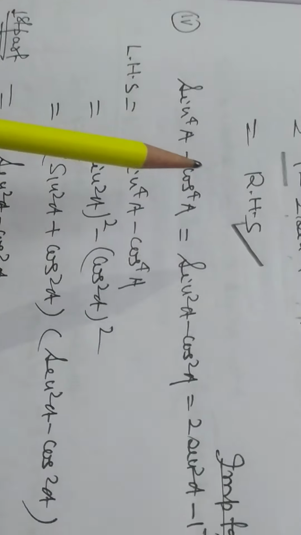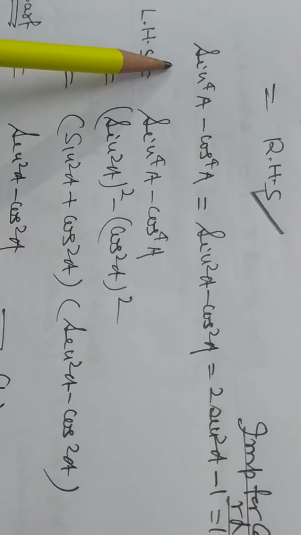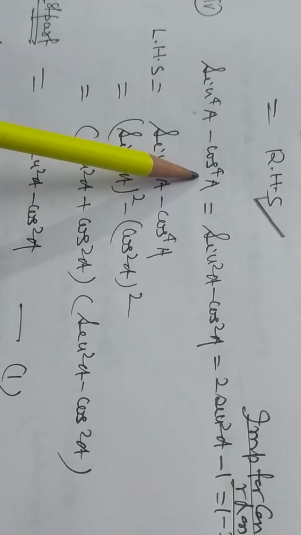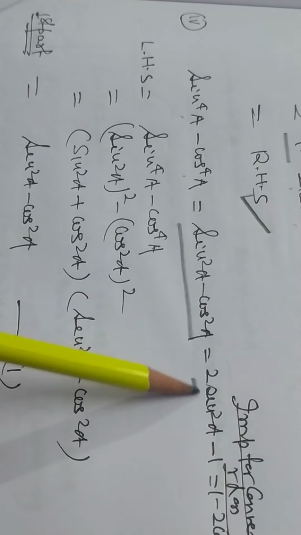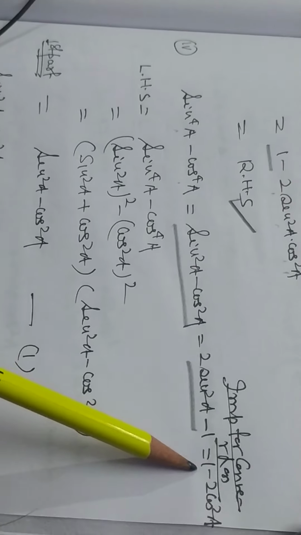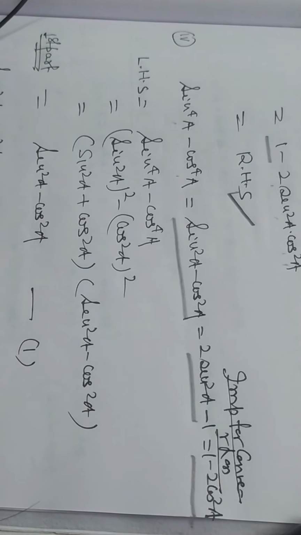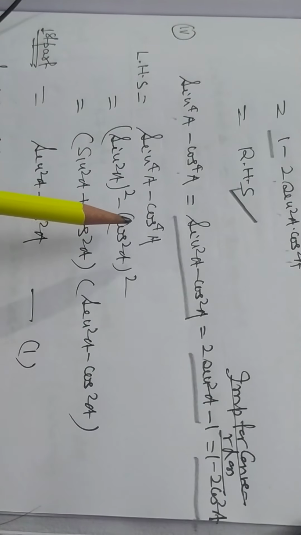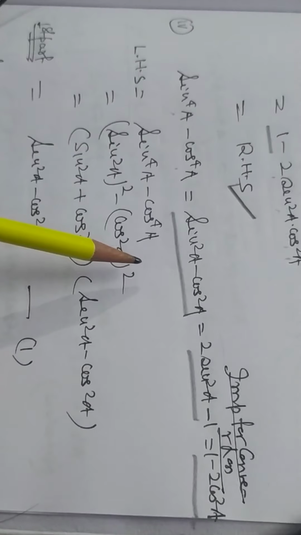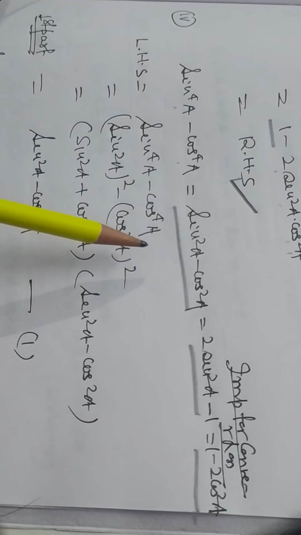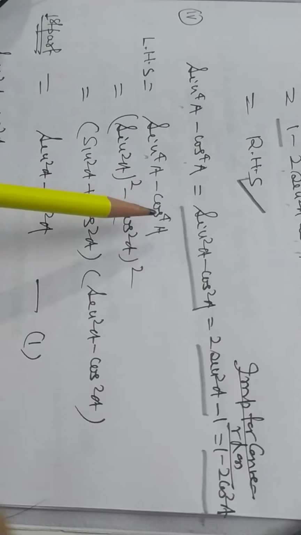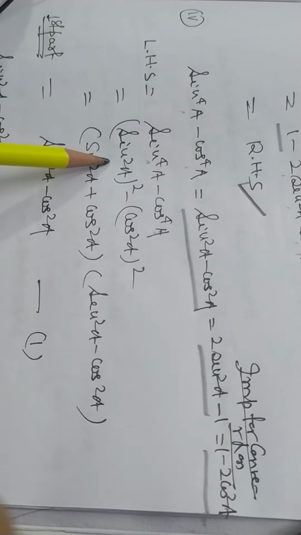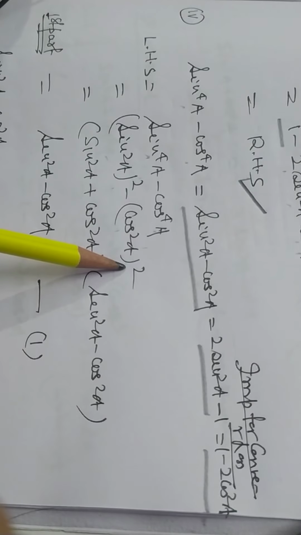Now another problem, problem number 4: sin to the power 4a minus cos to the power 4a is equal to (sin square a minus cos square a), (2 sin square a minus 1), and (1 minus 2 cos square a). My dear student, this is very, very important for the purpose of conversion. So you try to understand how you will solve it. Sin to the power 4a minus cos to the power 4a is (sin square a) whole square minus (cos square a) whole square.